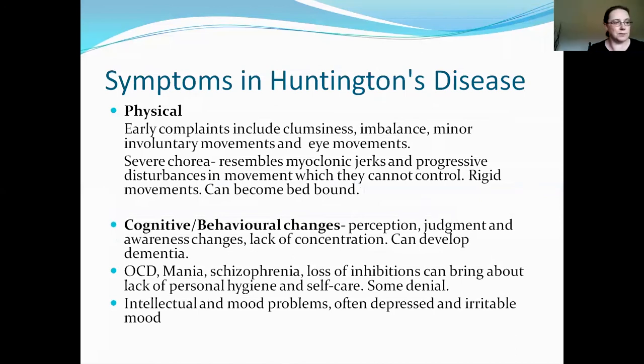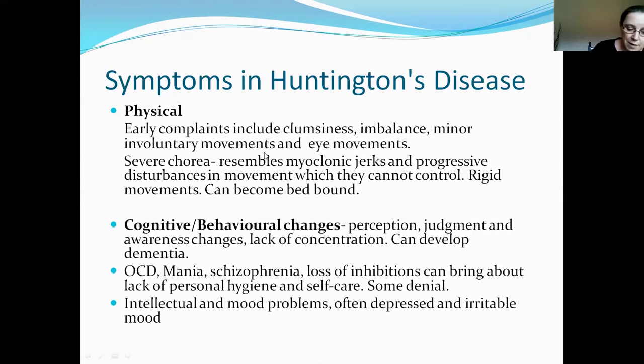Some of the symptoms: you see a lot of physical symptoms in this disease. Some of the early complaints are a bit of clumsiness, they're often off balance, and they have minor involuntary movements and eye movements. Then this leads on to a severe chorea. These are like myoclonic jerks, which are basically twitches due to sudden contractions in the muscle. These tend to become more frequent and progressive, and they're movements that can't be controlled. Sometimes they become quite rigid in the movement, and sometimes it can lead to people becoming bedbound.